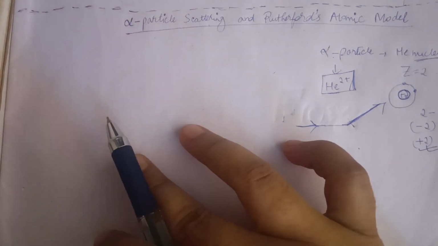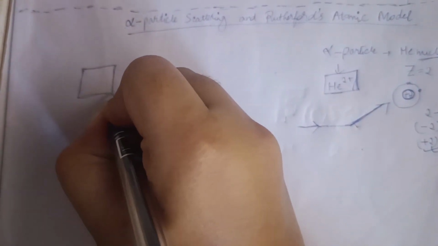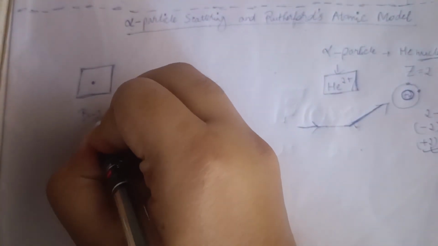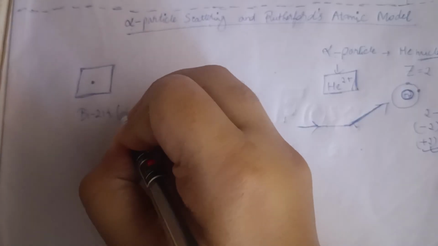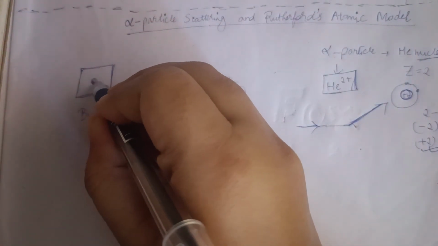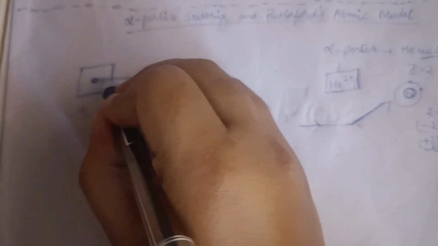Now let us look at the experimental setup. We will have a source of alpha particles. Source means the material or the element that is going to give out the alpha particles. In the experiment, bismuth-214 was the source of the alpha particles. The source is kept in a lead box, and alpha particles are ejected out from this source.